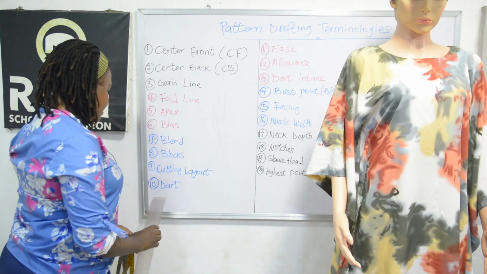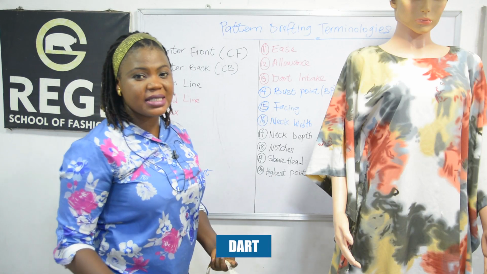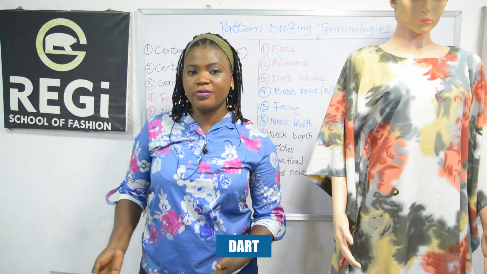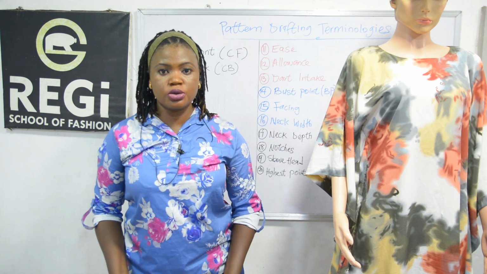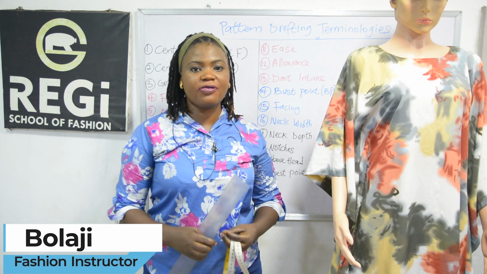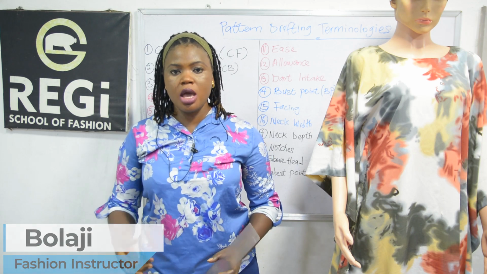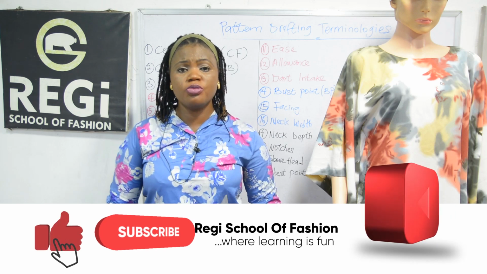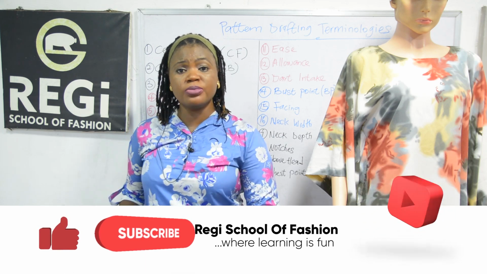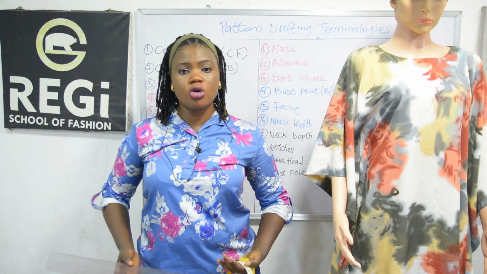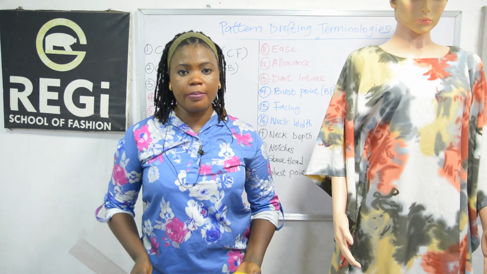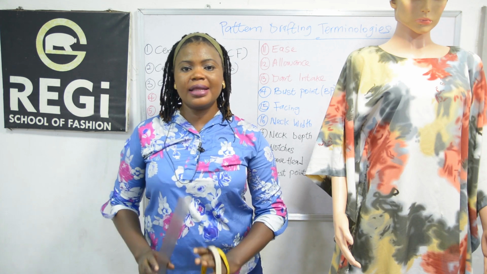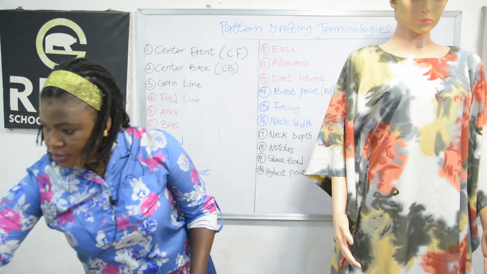So the next one is the dart. What is the meaning of dart and what is the place of dart in clothing construction? Dart means the excess fabrics that has to be taken away in order to give a dress a good shape. If you don't remove unnecessary excess away from your fabrics, the shape of the dress will not come out properly on the wearer. Okay, so a dart must be placed on the waistline.